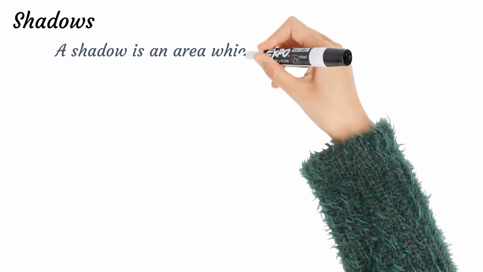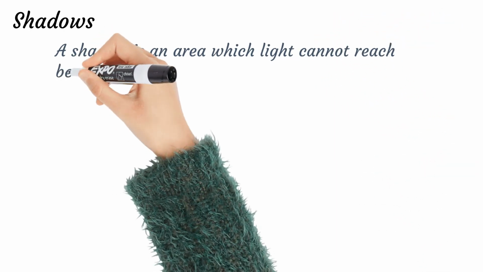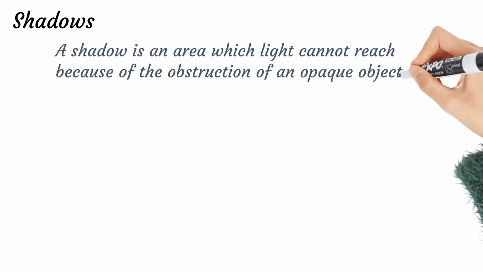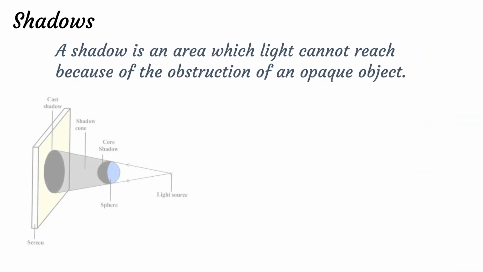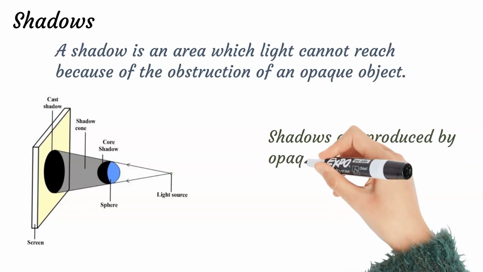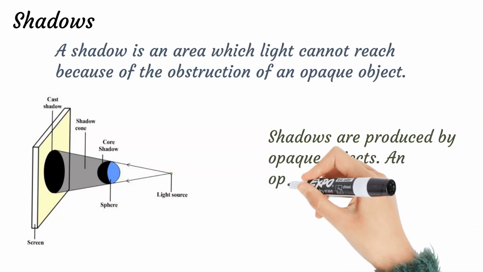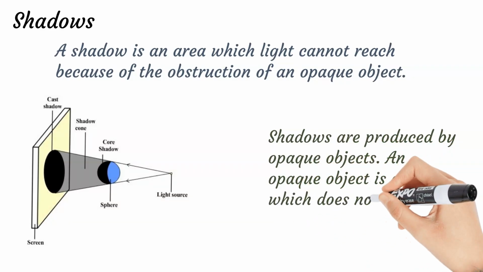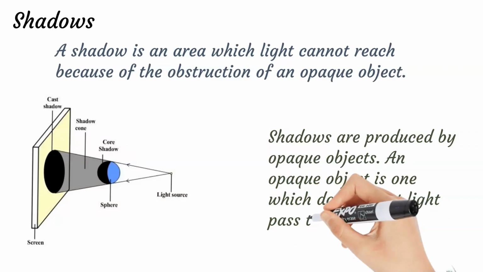Shadows. A shadow is an area which light cannot reach because of the obstruction of an opaque object. All right, if you look at the diagram, there is a light source, then the sphere, an opaque object which hinders the light from getting to the screen. So you see a shadow cast on the screen. Okay, shadows are produced by opaque objects. An opaque object is one which does not let light pass through it.